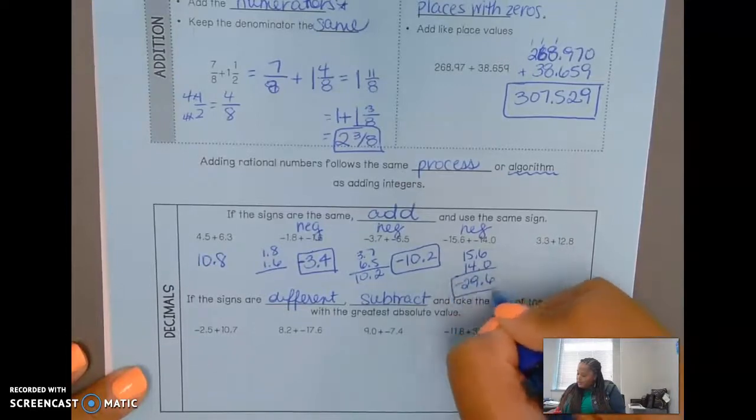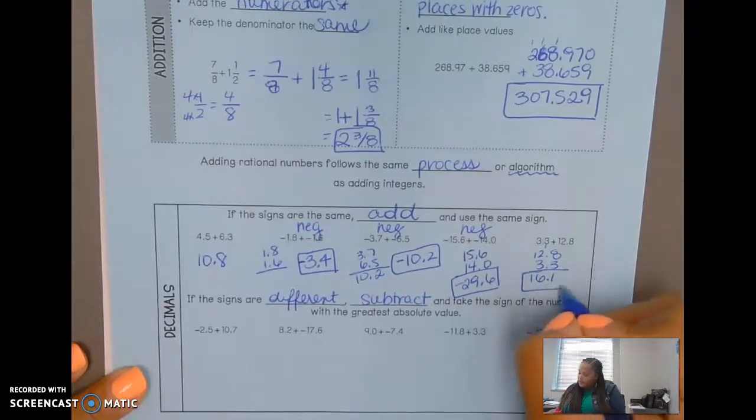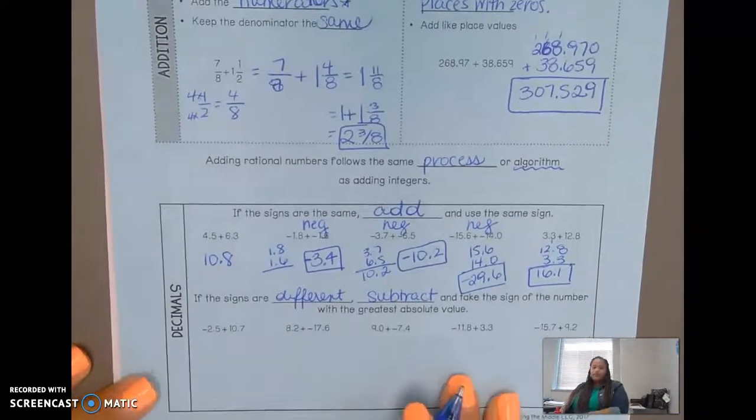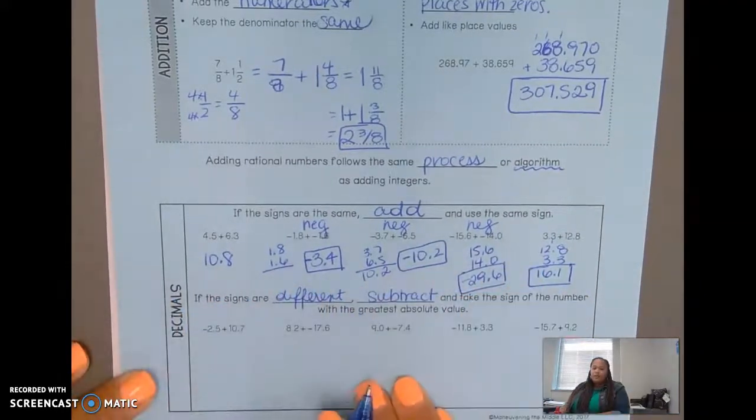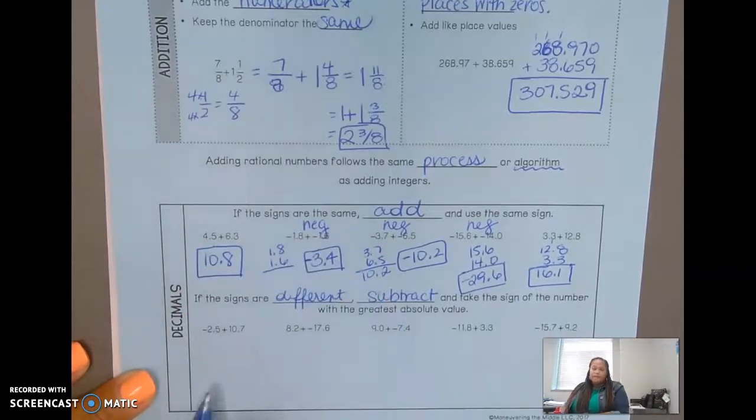29.6 negative. And then 12.8 plus 3.3 is 16.1, and that's positive. Okay, that's all we're doing for that one. My answers should be in a box so that I know that I'm done doing my math.